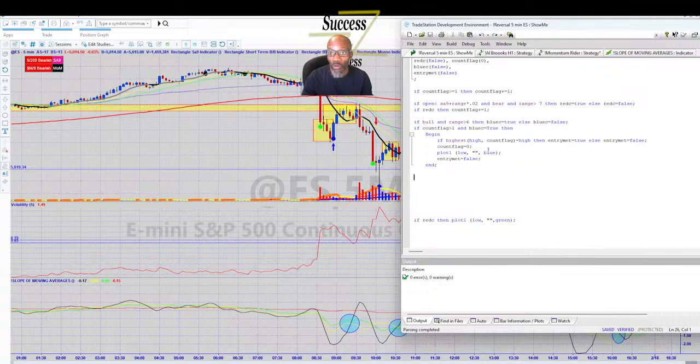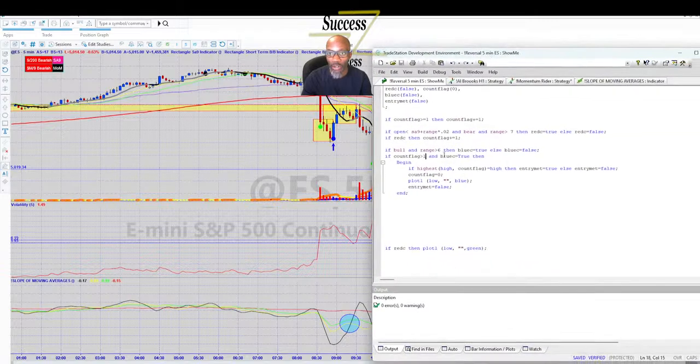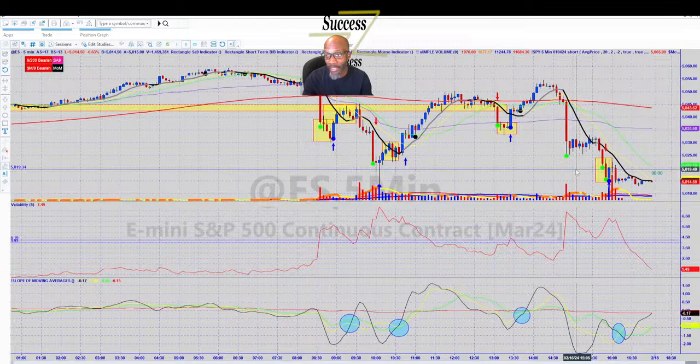Or we could say, but we said that if flag is greater than 1, it was greater than 1 because at this point, this was the number 1, and then this was the number 2. So we say that the flag has got to be greater than the number 2, and that would go away. What? This didn't go away. Count flag did not go away here.